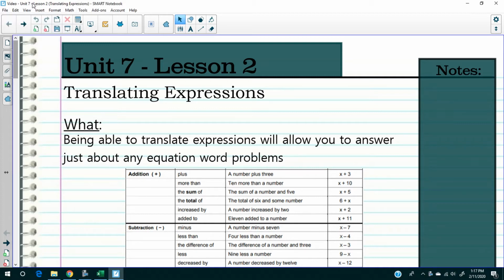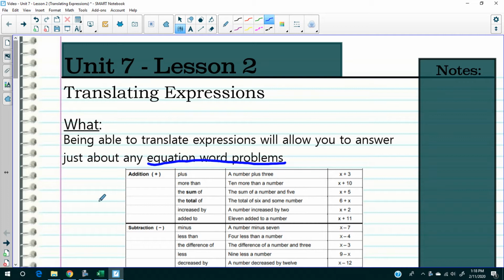Okay, all right. So today we're in Unit 7, Lesson 2, which is translating expressions. So what are we talking about here? What are we doing? I am setting you up to be able to solve word problems with equations down the line.